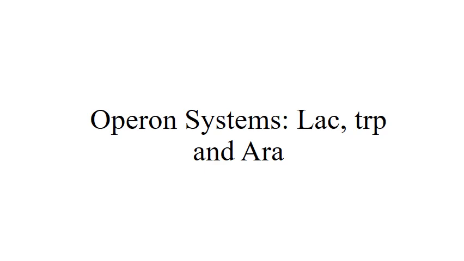Hello everyone. In this video we're going to understand the regulation of gene expression in bacteria like E. coli by taking three different examples of operon systems: the lactose, tryptophan and arabinose. So let's start from the basics.